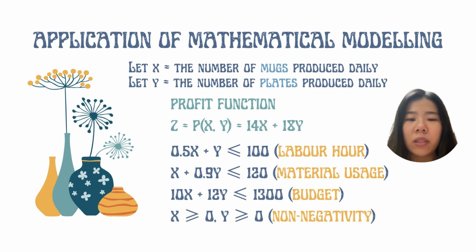For labor hours, 0.5x + y ≤ 100. For material usage, x + 0.9y ≤ 120. For production budget, 10x + 12y ≤ 1,300. Lastly, the numbers of x and y cannot be negative. Therefore, x and y are greater than or equal to 0.